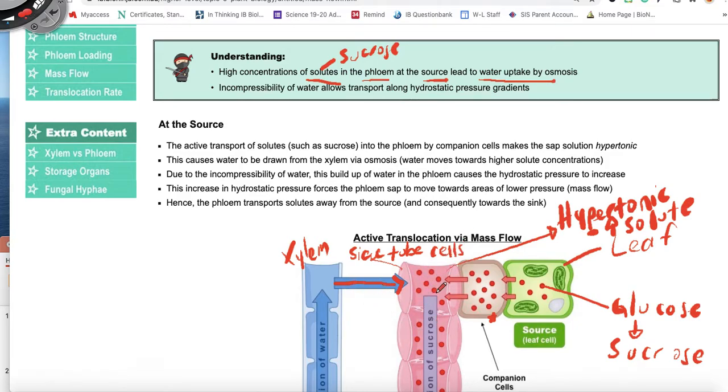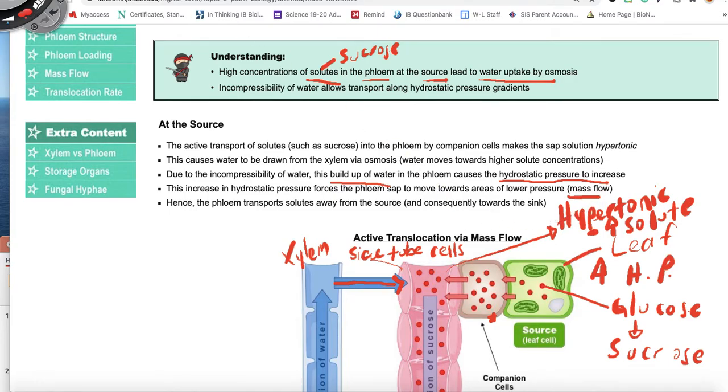That means that more water is going to come in, and then that means that the buildup of water is going to cause the hydrostatic pressure to increase. So here we have a hypertonic solution with a high hydrostatic pressure. So then that means that since you have a high hydrostatic pressure building up in this location, it's going to be moved into areas of lower pressure. And that is going to be the sink. So that movement from high pressure to low pressure is called mass flow.